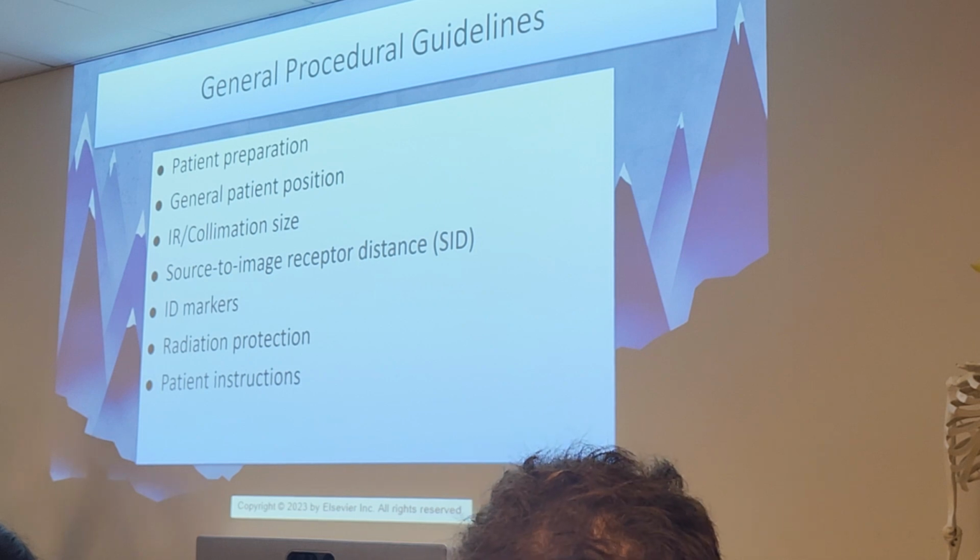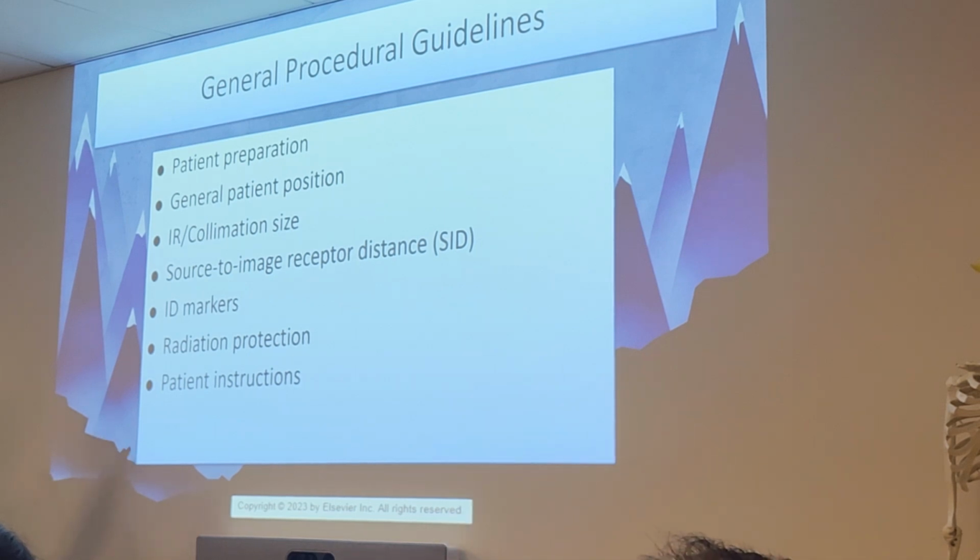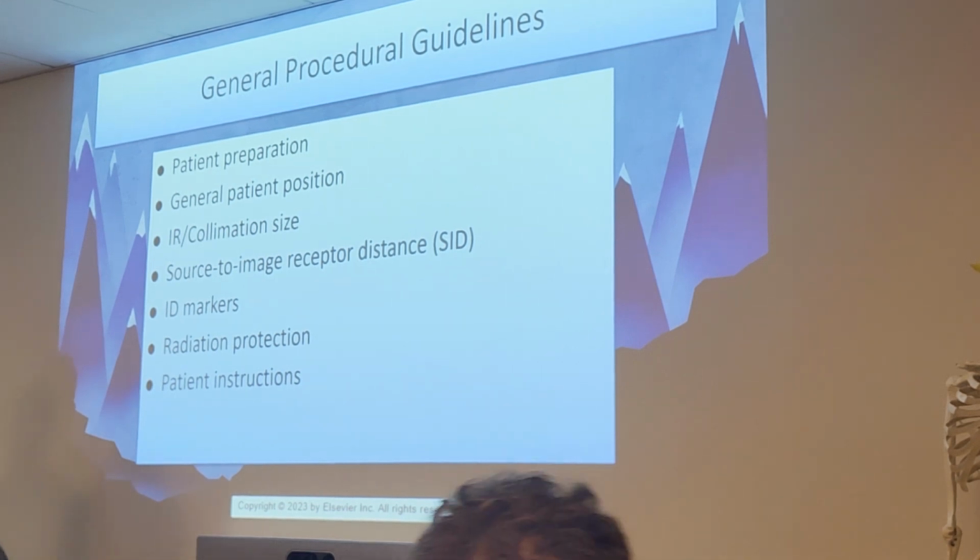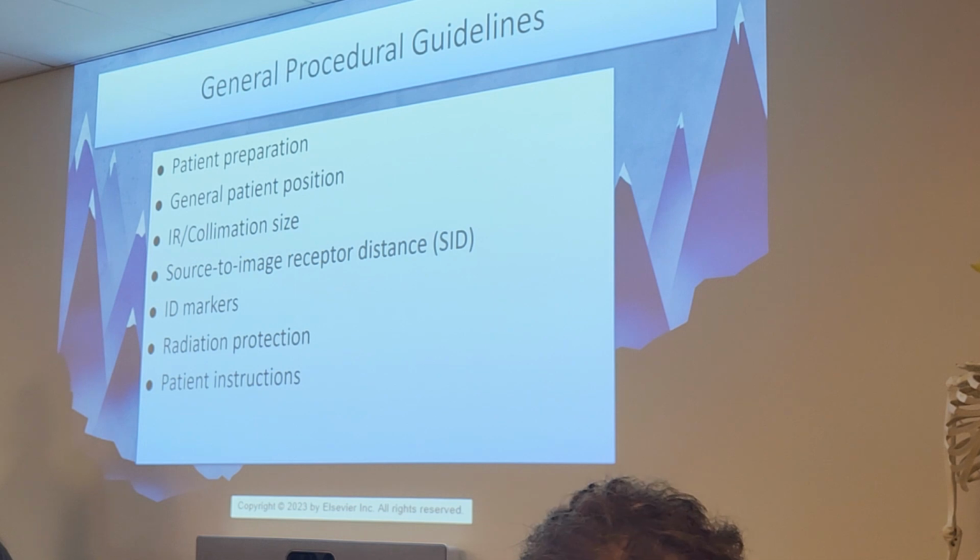IR collimation size is going to vary quite a bit amongst these positions. I want you to write these down and put a star by them, because that's an easy thing to miss on the test, because we can always get stuck on that 8x10, 14x17 mentality. But you're going to see a lot of varying size depending on what body part we're looking at. And we're dealing with some small body parts in this chapter.